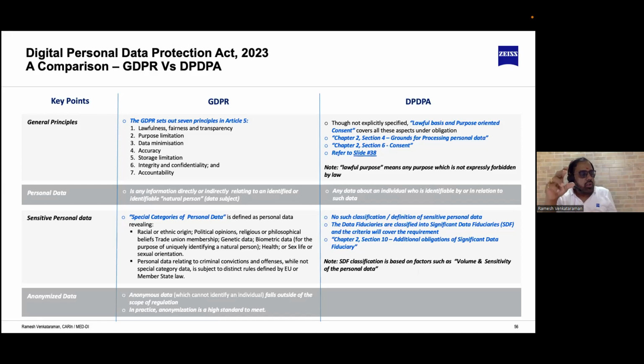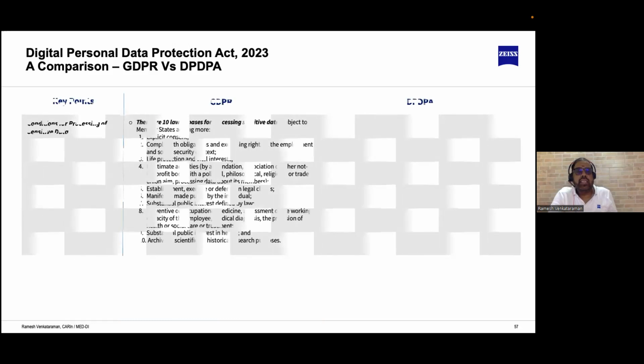Anonymized data, as we all know, is not part of the scope of GDPR, and we strongly say, in practice, as a best practice, anonymization is the best way. It's a high standard to meet. No risk to the data fiduciary or a data controller, because as of now, at least nobody has proven whether it can be retraced back to the PII. In our act, there is no mention of anonymized data at this point of time, only digital personal data.